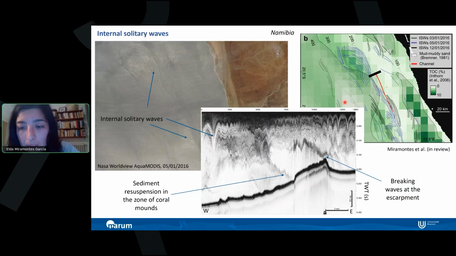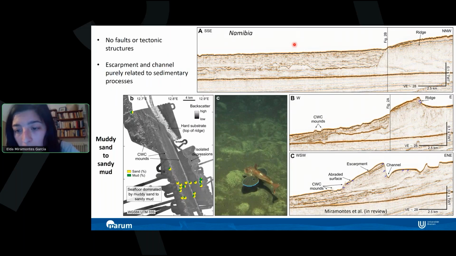We also have some seismic in the area, so we can prove that these channels, this escarpment and the erosional surfaces are not related to any tectonic structure. You can see all the units below them are completely continuous, with no tectonics going on. So we know that it's all related to sedimentary processes. There are no submarine channels in the area either, no turbidites that can be found. So we think that the role of internal waves in this case must be very strong.